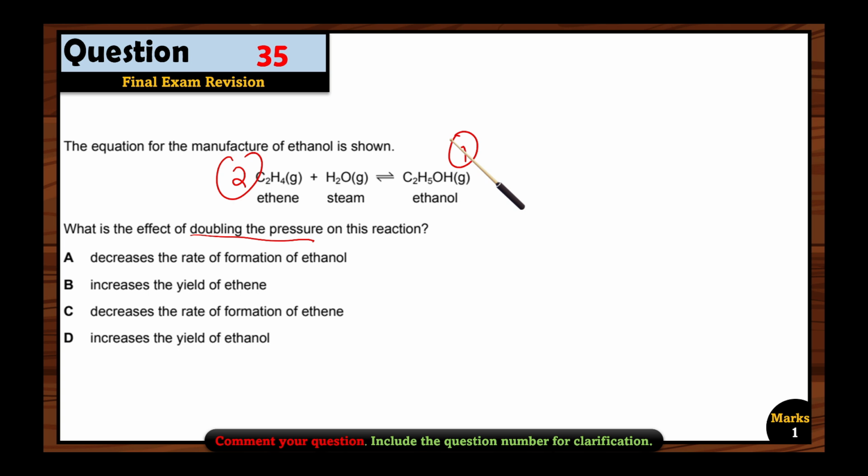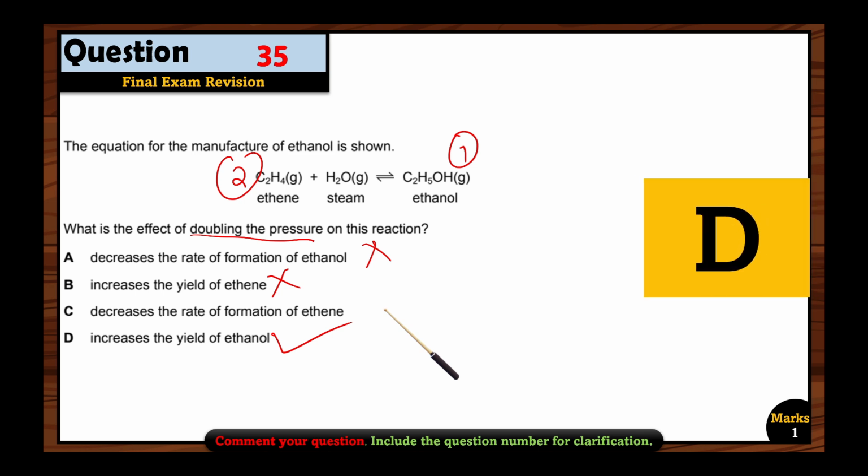So let's see now one by one. Decrease the rate of the formation of ethanol. That's wrong. Doubling the pressure will favor ethanol. Increase the yield of ethene. Again wrong. It will favor ethanol only. Increase the yield of ethanol. Yes, this option is right. So option D is correct.